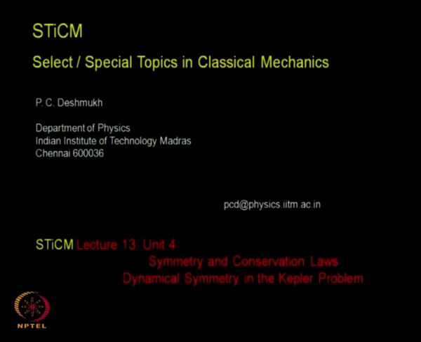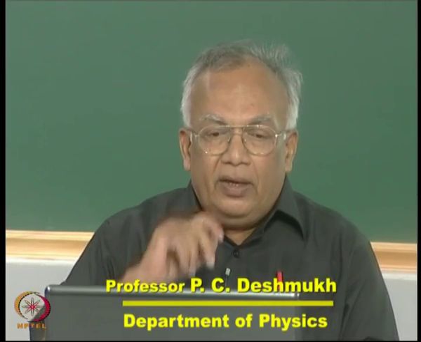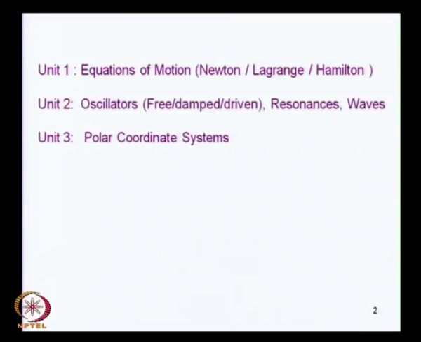We will discuss unit 4 in this course, and this will be on the dynamical symmetry in the Kepler problem. We will have a continued discussion on symmetry and conservation laws with specific reference to the dynamical symmetry in the Kepler problem. Now, for those of you who joined the course late, let me mention that in unit 1 we studied the equations of motion, the Newton, Lagrange and Hamilton's equations of motion, and then we studied the oscillators, and we studied the polar coordinate systems in unit 3, and we will be using the polar coordinates in today's class.